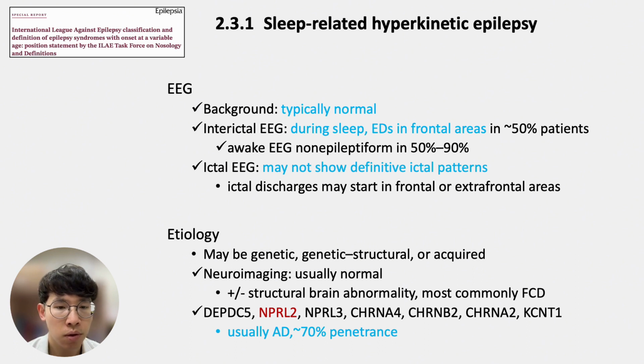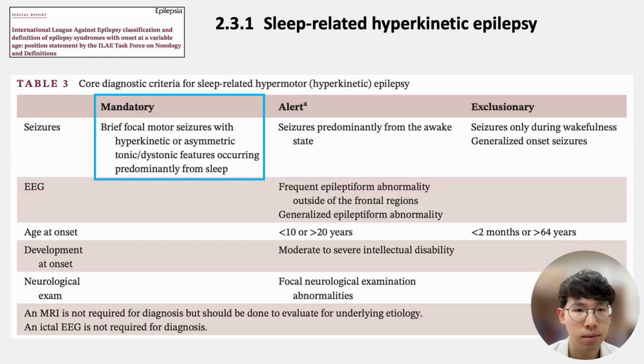Neural imaging usually shows normal results. There may be a mutation in one of these genes, such as DEPDC5, MPRL2, MPRL3, and so on. And these patients usually have an autosomal dominant mode of inheritance with 70% penetrance.